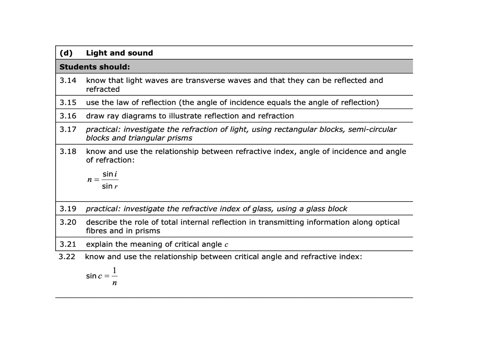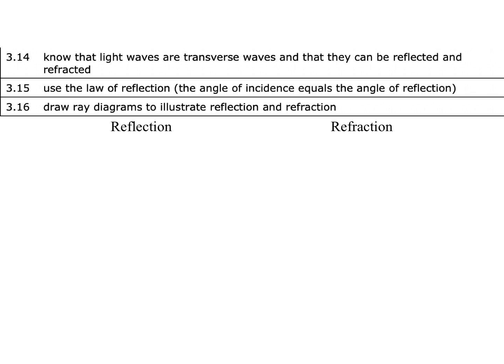You can pause now if you want to have a read through these, but we're going to go through them. So up first we have spec point 3.14, 3.15 and 3.16, and the first point is to know that light waves are transverse and they can be reflected or refracted. And when we say a transverse wave, we know that light oscillates perpendicular to the direction of energy transfer. And we've got to remember that we're using the words oscillates and perpendicular in our answer.